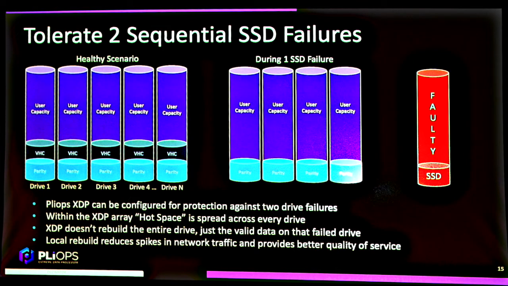If you lose one more subsequent SSD, in this case the parity will disappear. That means we will reduce to RAID 0. So losing one SSD will take you from a VHC setup into this mode, and further losing an SSD will go into RAID 0. That's how we increase the resiliency.